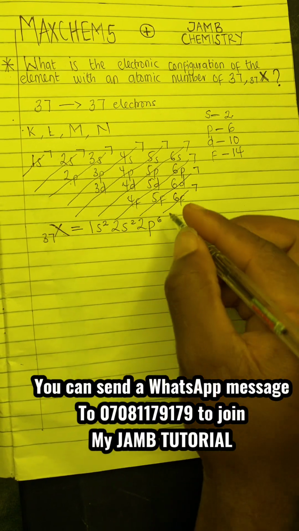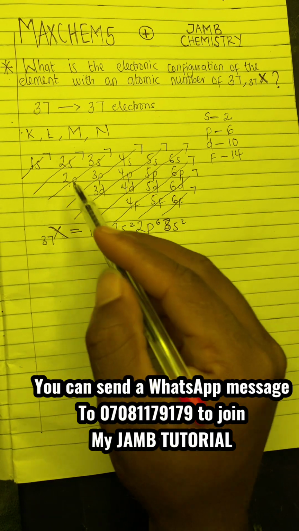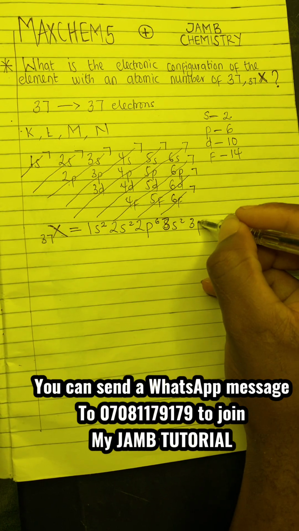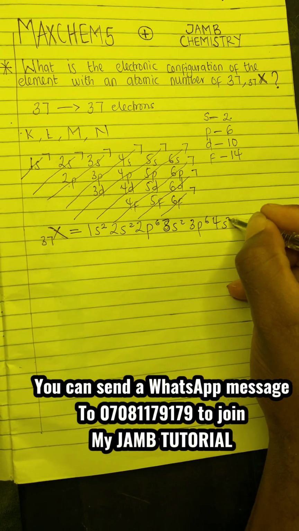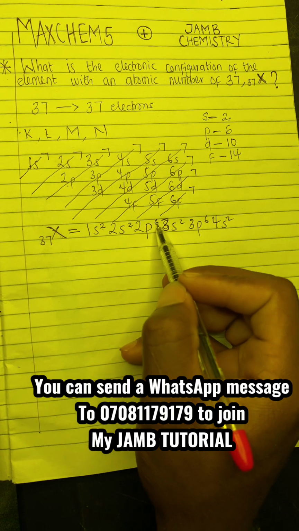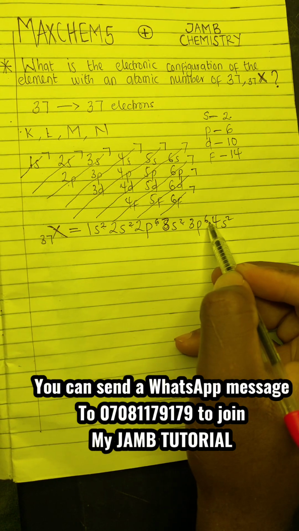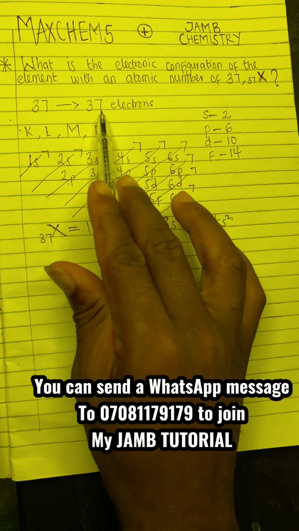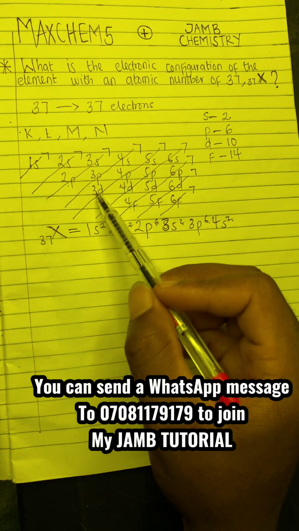So 2p6, then 3s2. Then we go to 3p6. Then we go to 4s2. How many are we at like this? Let us count the number of electrons. 2, 4, 10, 12, 12 plus 6, that's 18, and this is 20. So we need to continue till we get to 37. We are at 20 like this and we are at 4s. Then 3d.